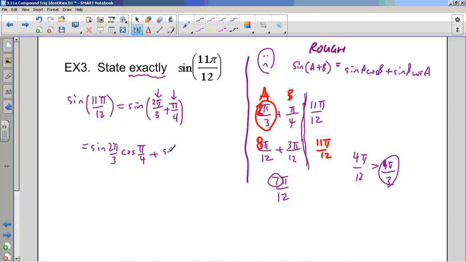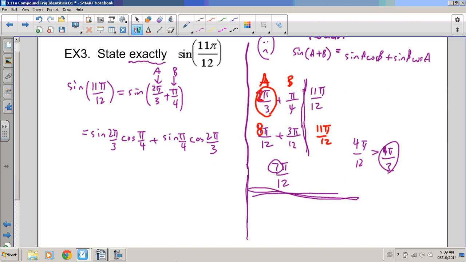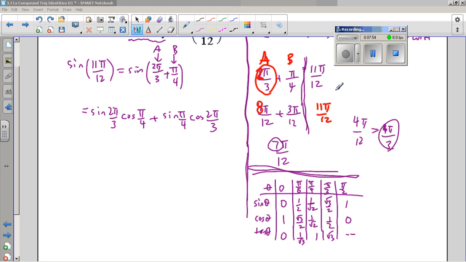And so now I see sine of A cos B plus sine B cos A. And now, well, these are all little questions from earlier in the chapter, perfect angle questions. So I need my chart, right? So I'm gonna get my chart and be able to answer these in just a second. Bam! There's my chart.